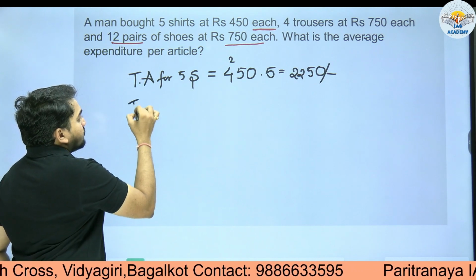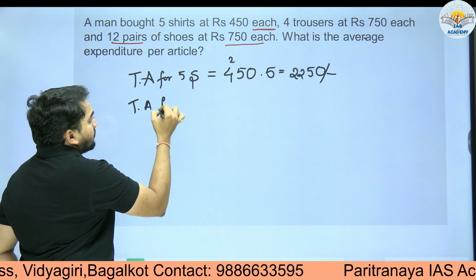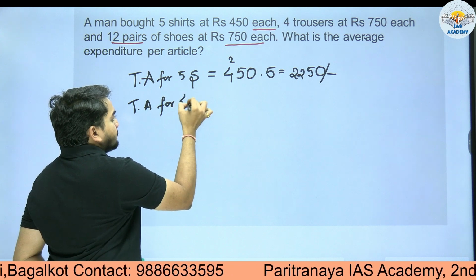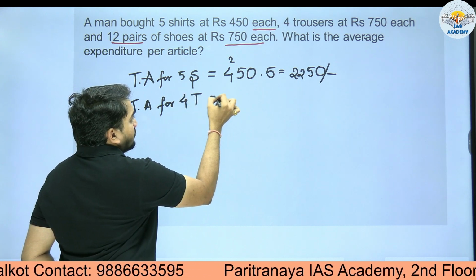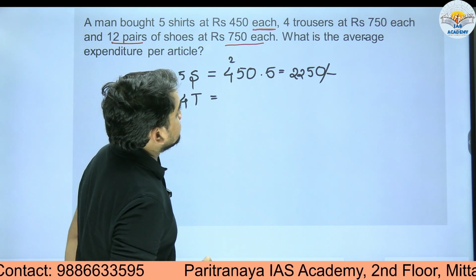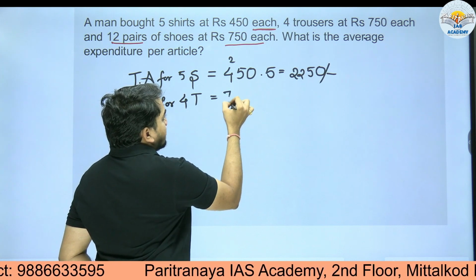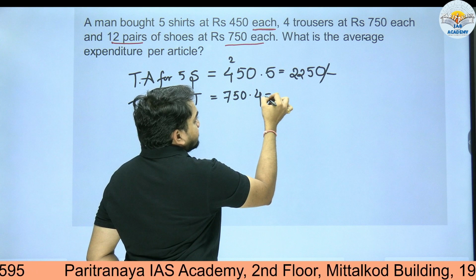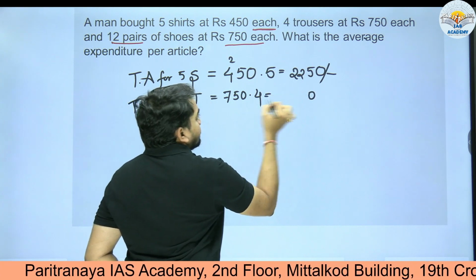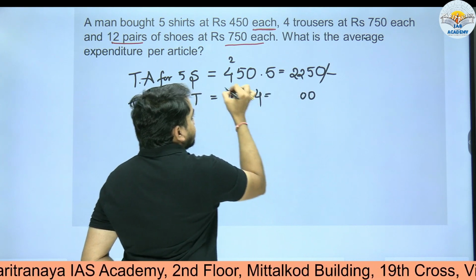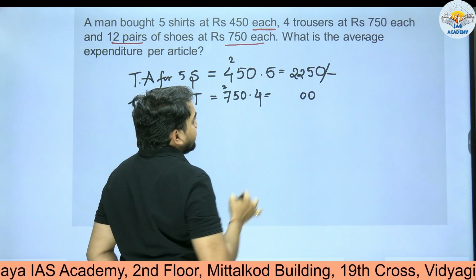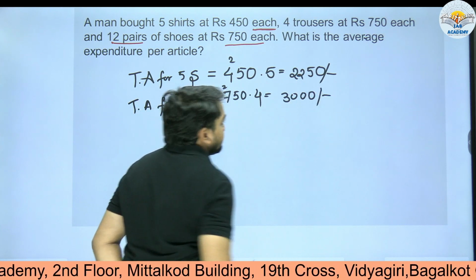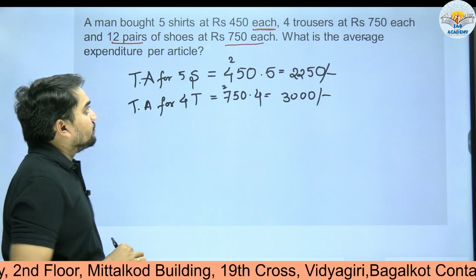Similarly, the total amount for 4 trousers is how much? 750 into 4. That is how much? 0, 5 4s are 20, 7 4s are 28, 30. All right. So he is spending 3000 just for 4 trousers.